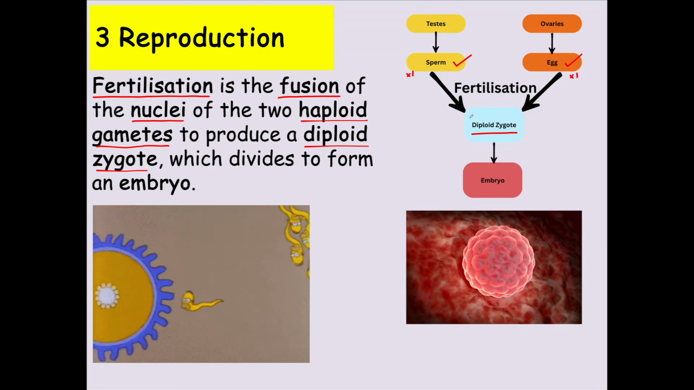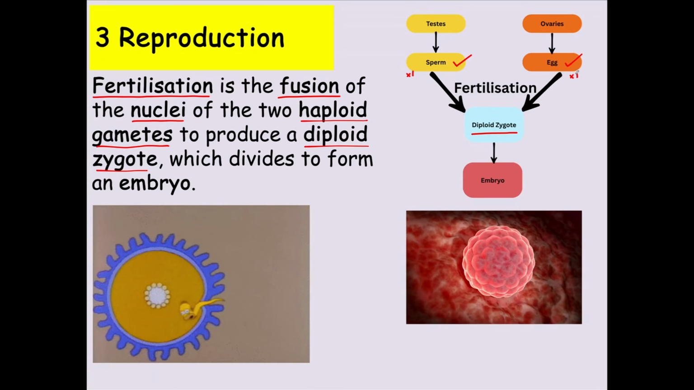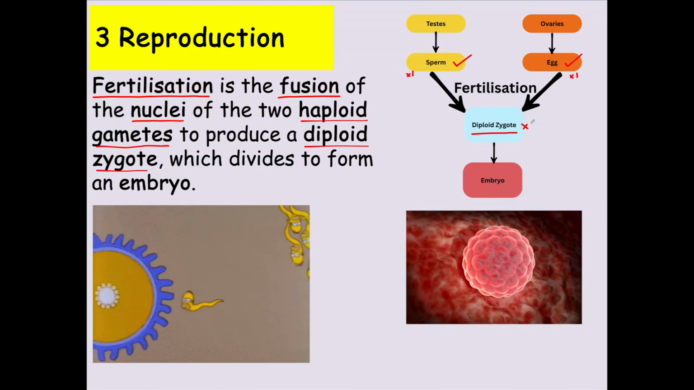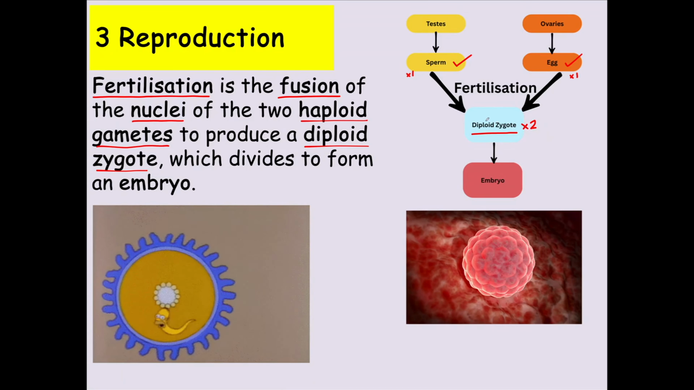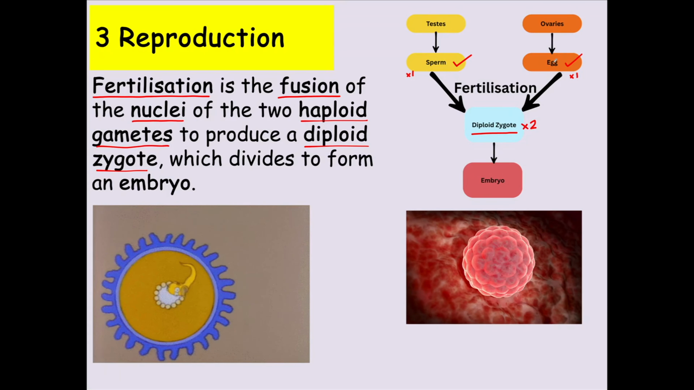Now, when they then fuse together, when we fuse the nucleus of those two cells together, we also join together both those sets of chromosomes. So we go from having one set of chromosomes here and one set of chromosomes here to having a cell which has two sets of chromosomes and therefore is diploid. Whereas these cells up here are haploid.